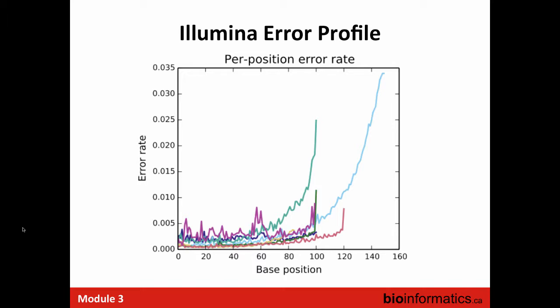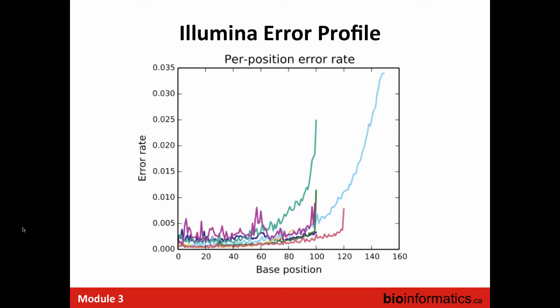So could you trim to 100 in this case? For this, yeah. One of the runs here was out to 150 bases, and you can see that the error rate's around 3% at the end. Probably worth trimming that back to, say, maybe 120 or even 100, just to keep the best data.